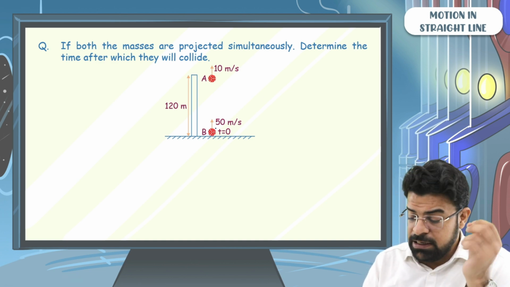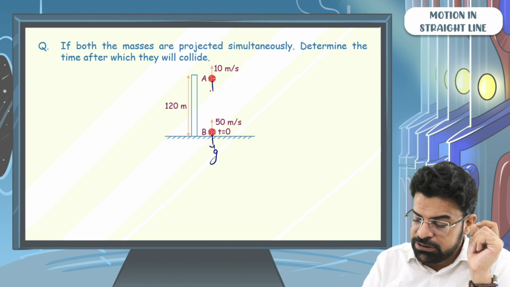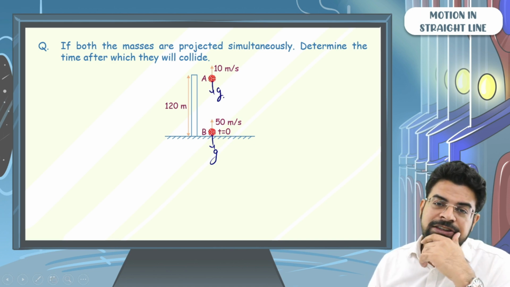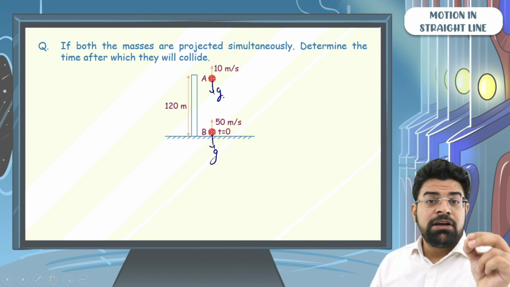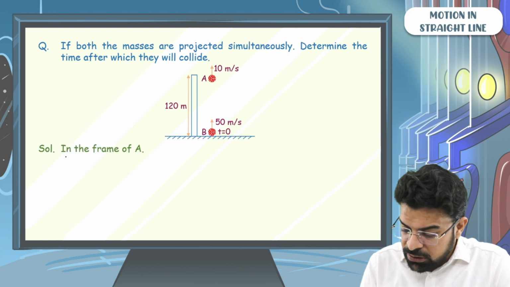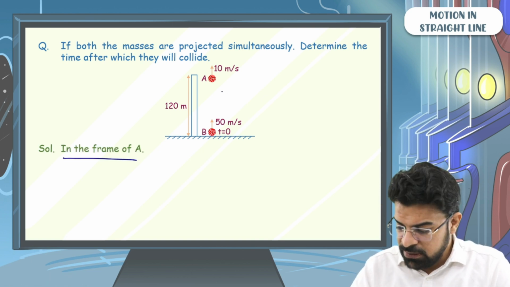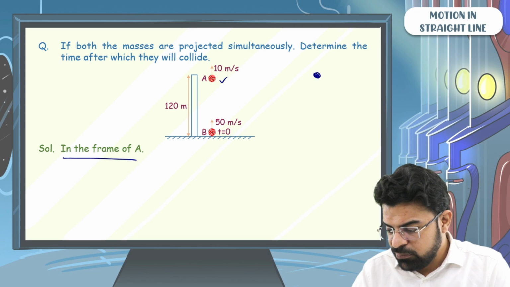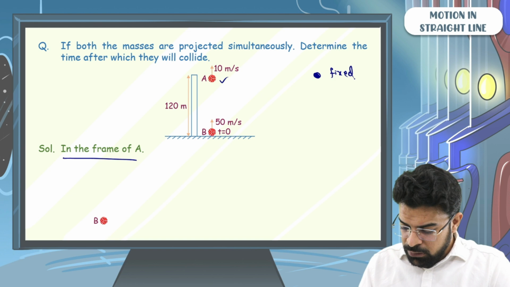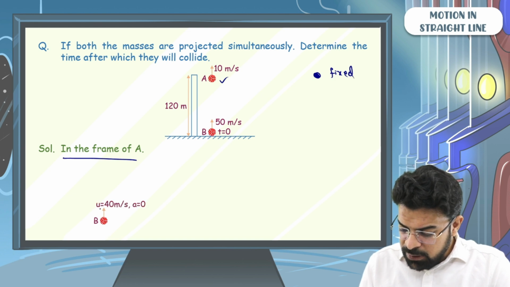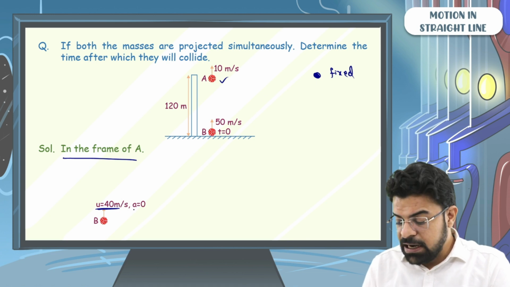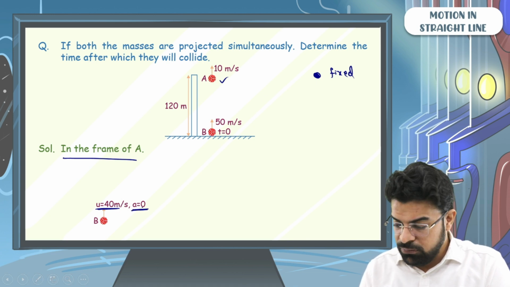Again, once projected, both of them will have the same acceleration. Yes, sir. Since both of them will have the same acceleration, relative acceleration will be 0. As the relative acceleration will be 0, relative velocity will be constant. So, in the frame of A, A will say, I am fixed. In the frame of A, B will have an upward velocity of 40 meter per second and an upward acceleration of 0. How? Let's see.